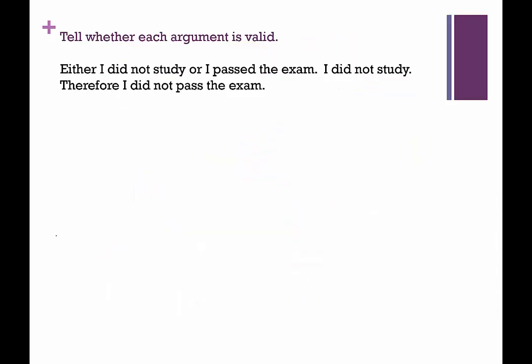Okay, in our next example, either I did not study or I passed the exam. I did not study, therefore I did not pass the exam. I encourage you to pause the video, try the 4 steps, see if you can turn this into symbols, set up your truth table, decide whether this argument is valid or not.